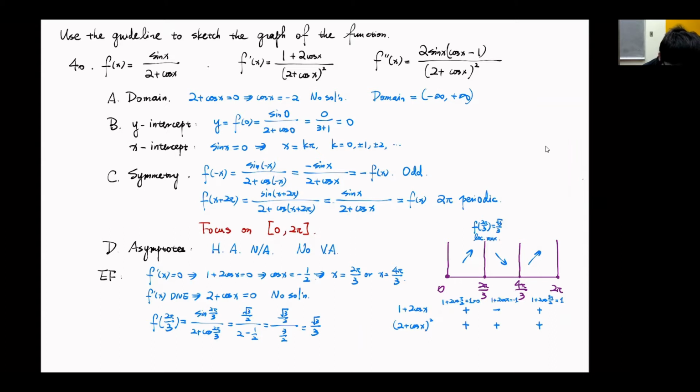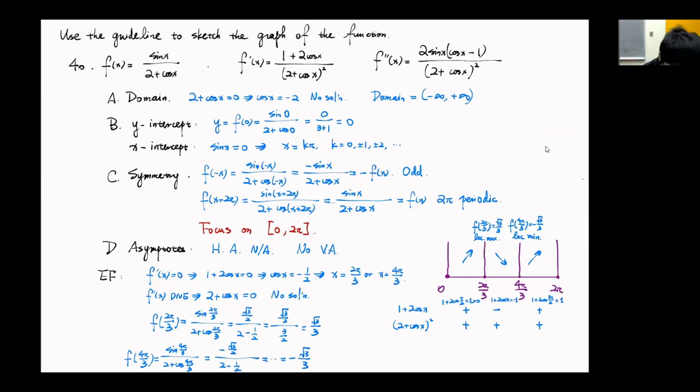Okay, so similarly, we can compute f of 4 pi over 3. So this will be sine of 4 pi over 3 divided by 2 plus cosine of 4 pi over 3. Okay, sine of 4 pi over 3, this guy is going to be minus root 3 over 2. And cosine of 4 pi over 3, so this is still going to be minus 1/2. So this will be 2 minus 1/2. So then you do the arithmetic by yourself, the answer will be minus root 3 over 3. So I know that f of 4 pi over 3 equals to minus root 3 over 3. So this is going to be a local minimum. Okay, so this finishes part A.